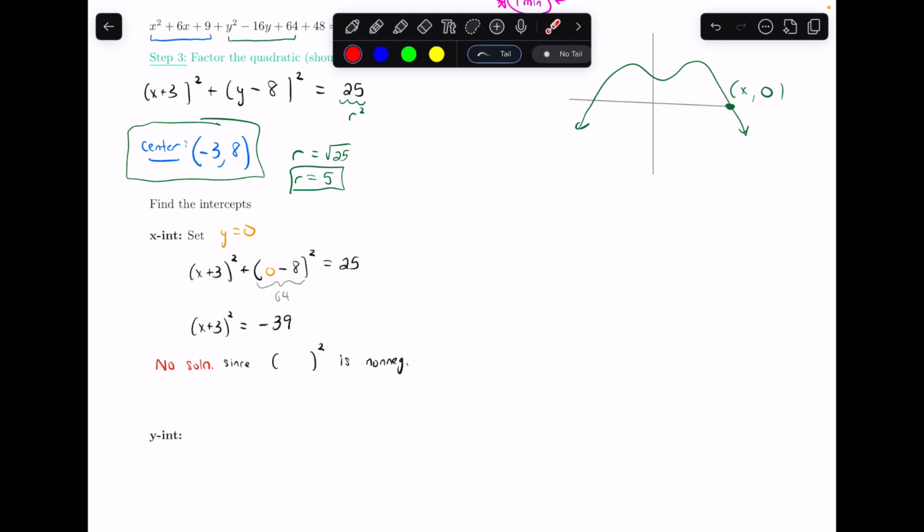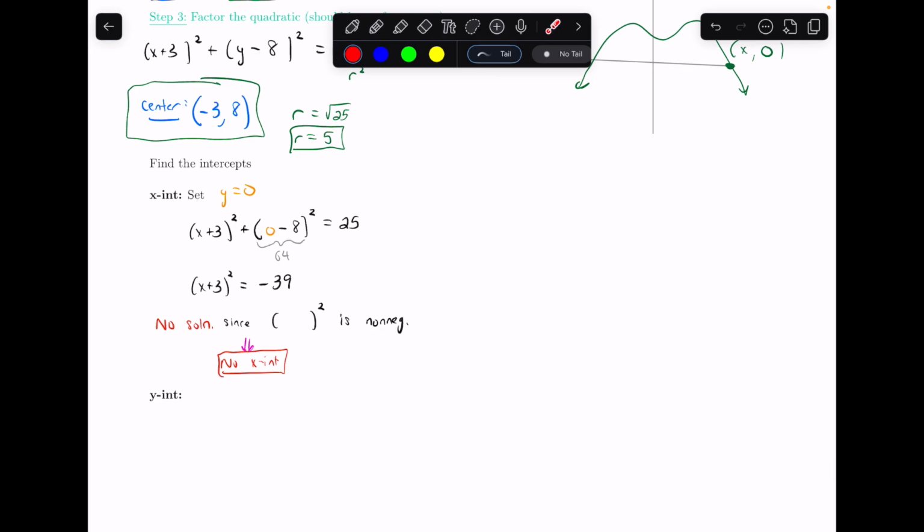So what does that mean? I was trying to find my x-intercepts, but I ended up with an equation with no solution. That means there are no x-intercepts. In fact, when we go to graph that in a little bit, we'll visually see that it never touches the x-axis.